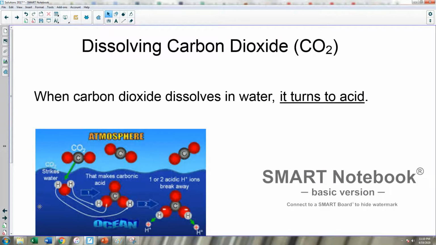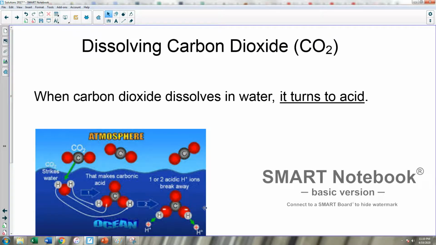Another sort of goofy thing I want to talk about is dissolving gases. Carbon dioxide is one that really has a major effect on our environment. Carbon dioxide, we know in pop, dissolves really easily. And actually, carbon dioxide is one of the things that makes pop acidic, because when carbon dioxide dissolves, it turns into carbonic acid. And you can actually taste the difference between carbonated water and uncarbonated water, because the fizz does actually chemically change the water.